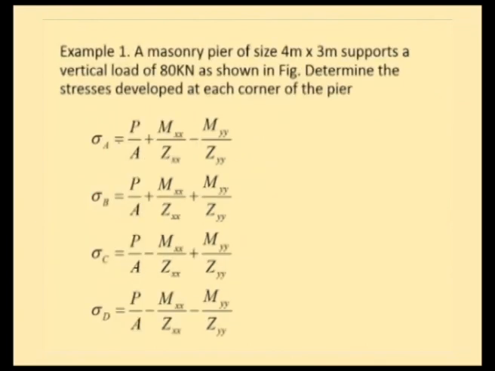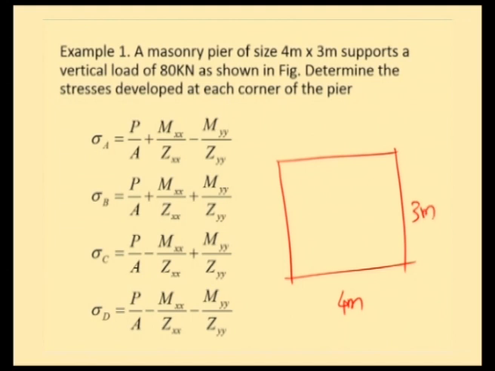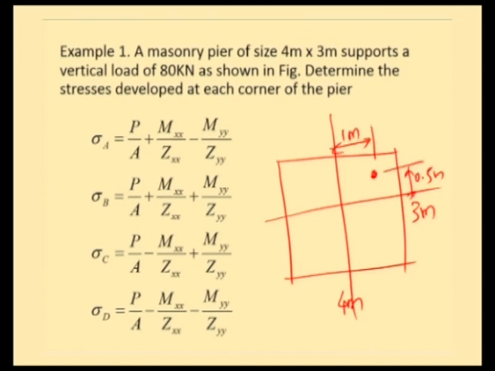Say we have a masonry pier of size 4 meters by 3 meters. It supports a vertical load of 80 kilonewton as shown in figure. The eccentricity with respect to x axis is given as 0.5 meter, and the eccentricity with respect to y axis is given as 1 meter. The load is concentrated here and we are interested in finding the stress in the corners.